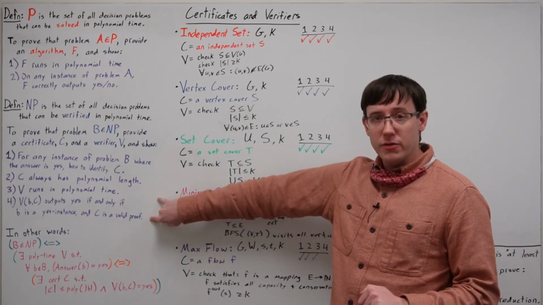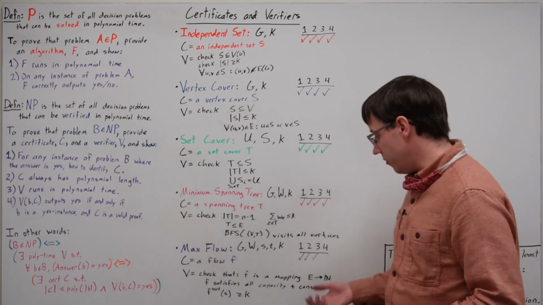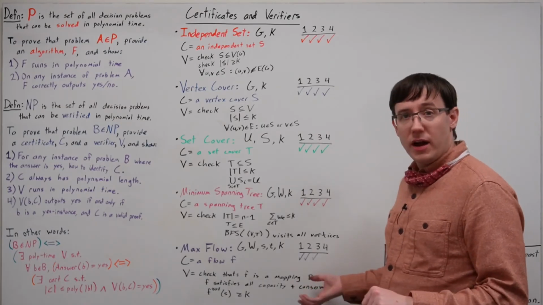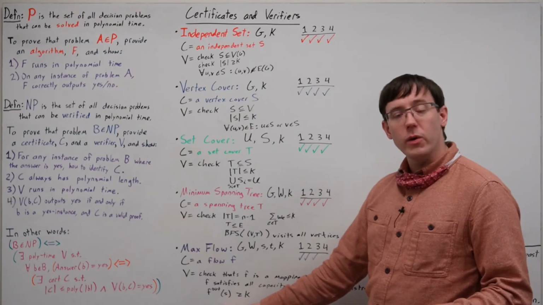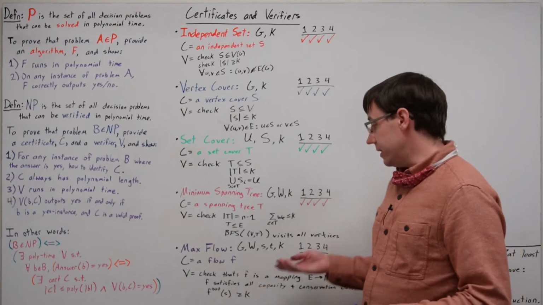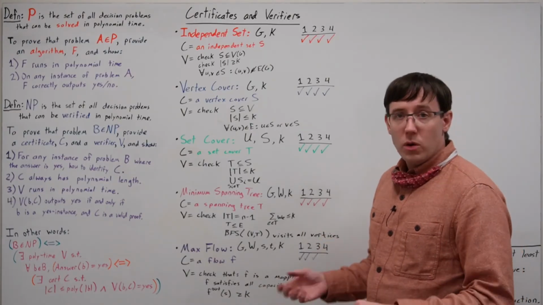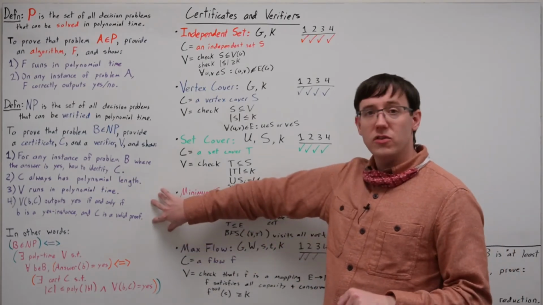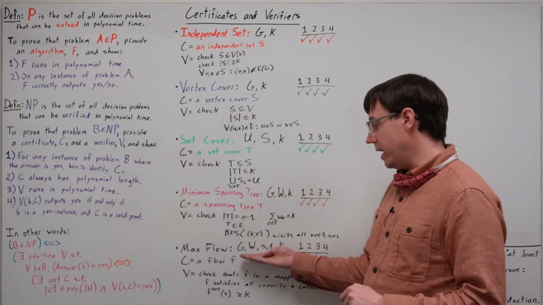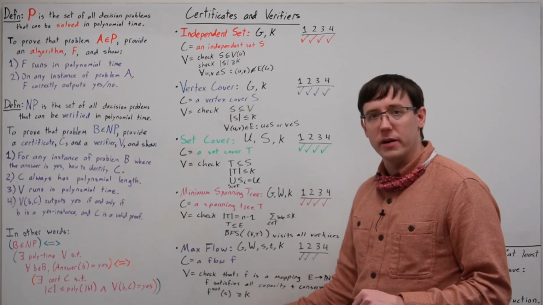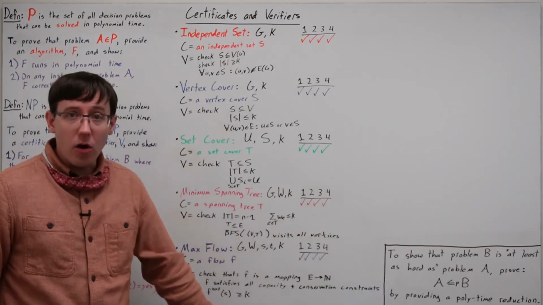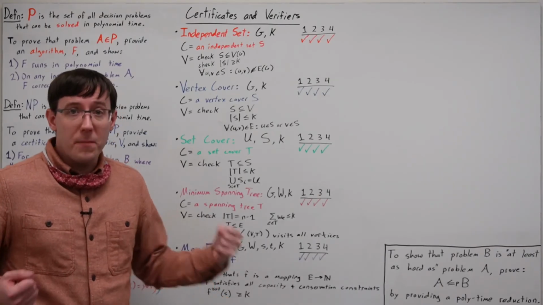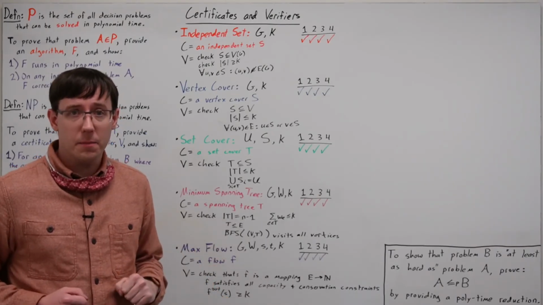And our verifier will output no if the thing that is given is not a valid flow, or if the value of that flow is not at least the threshold. So we will output yes if and only if we are given a yes instance and a corresponding certificate. And so we have shown that all of these problems are members of the class NP.